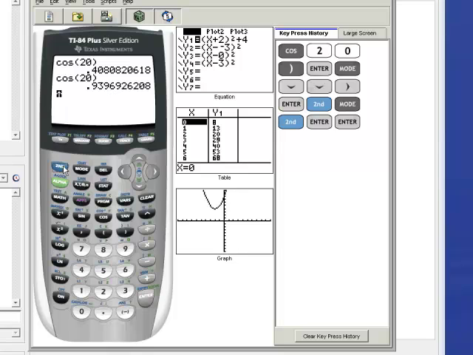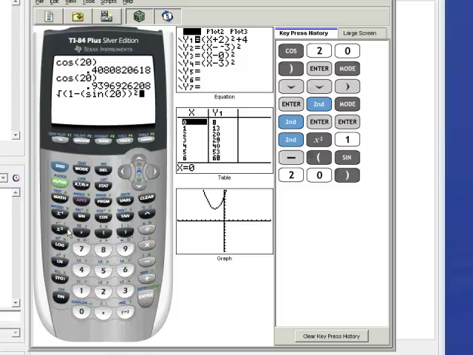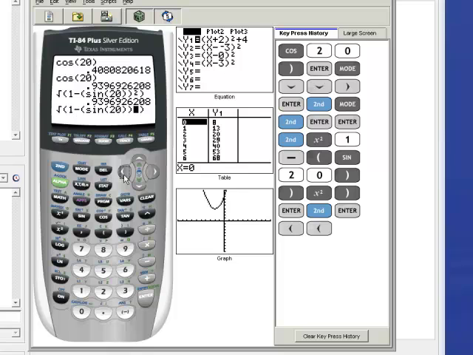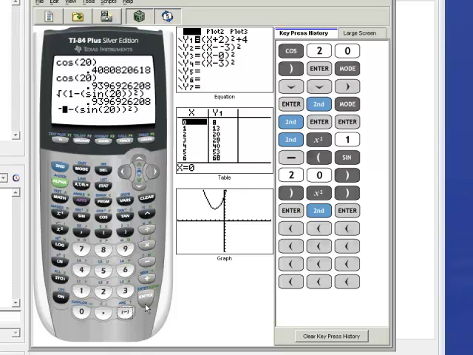It said that when we manipulated it, we came up with the plus or minus square root of 1 minus sine of 20 degrees squared. And let's see what we come up with. 0.94, right on the money. It said that we could come up with a plus or minus. Well, let's see. When I put a minus in front of that, well, obviously, I will come up with a negative at the end.